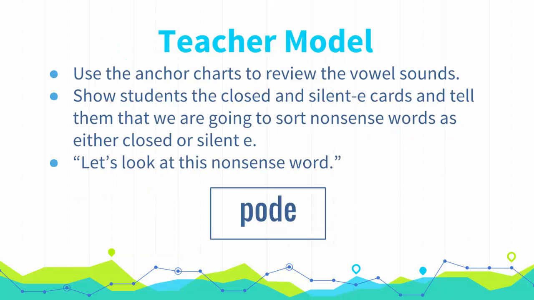After setting the purpose, use the vowel anchor charts to review the short and long vowel sounds. This review should last no more than 1 minute. Next, the teacher will model how to determine if a syllable is closed or silent E. Begin by showing students a nonsense word card.